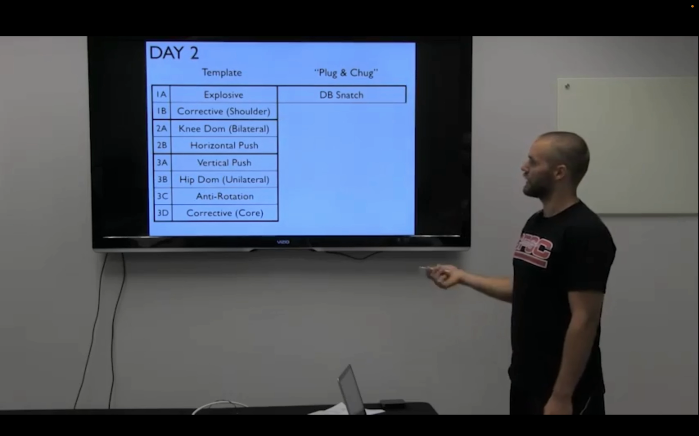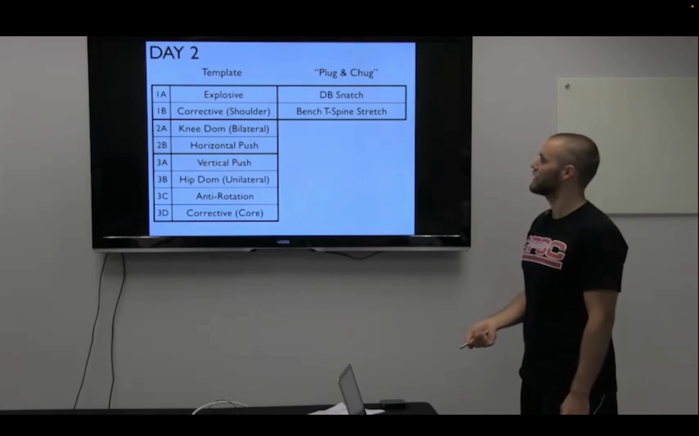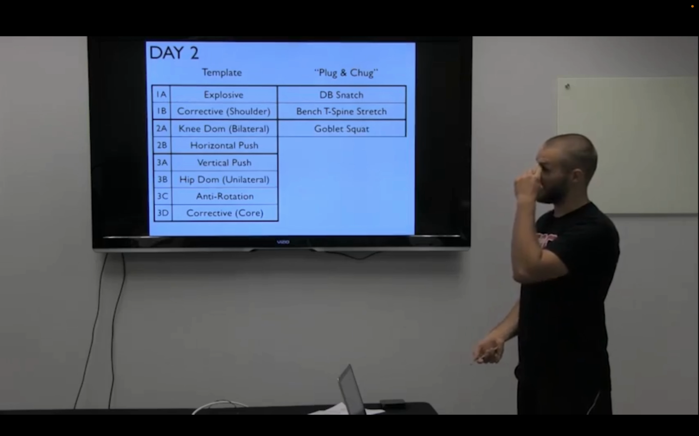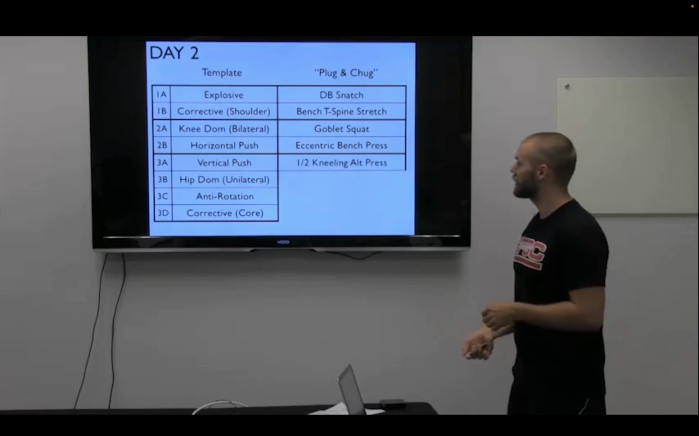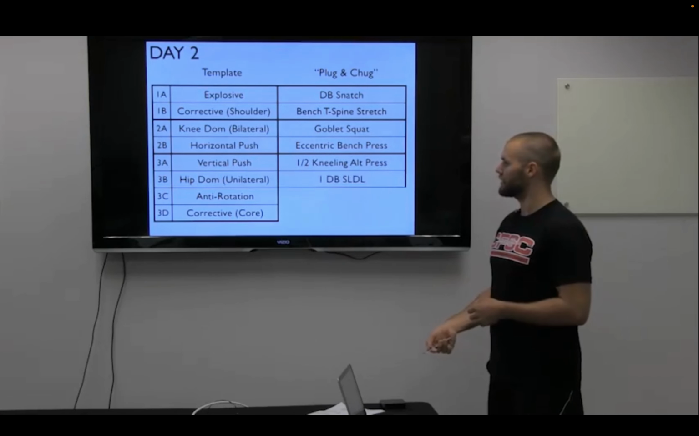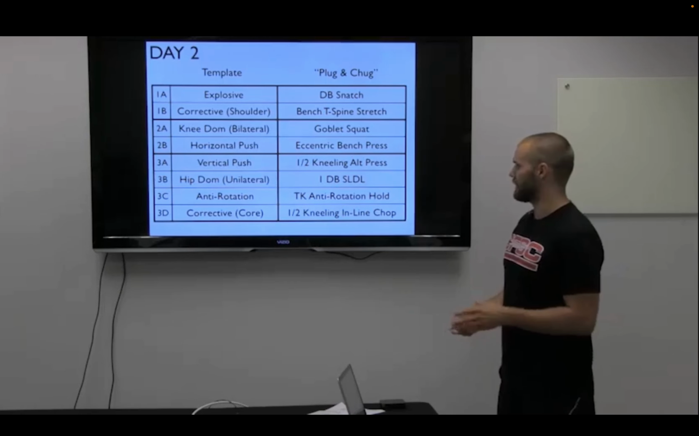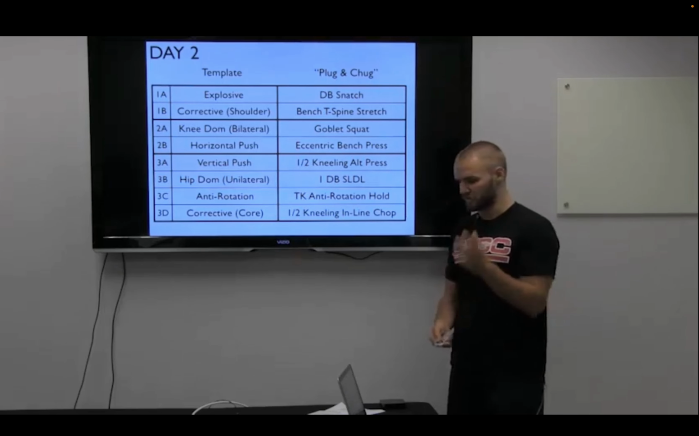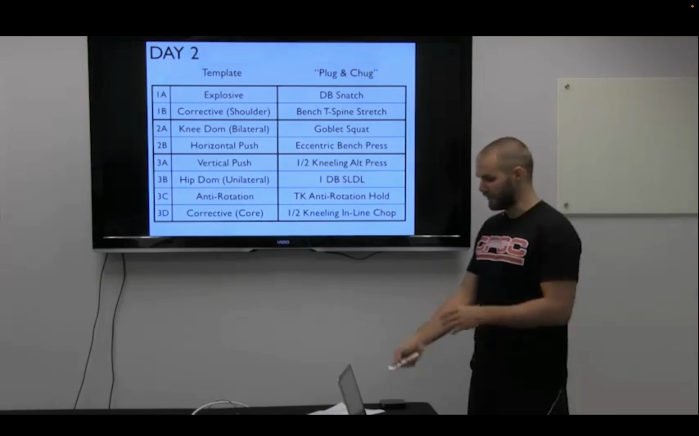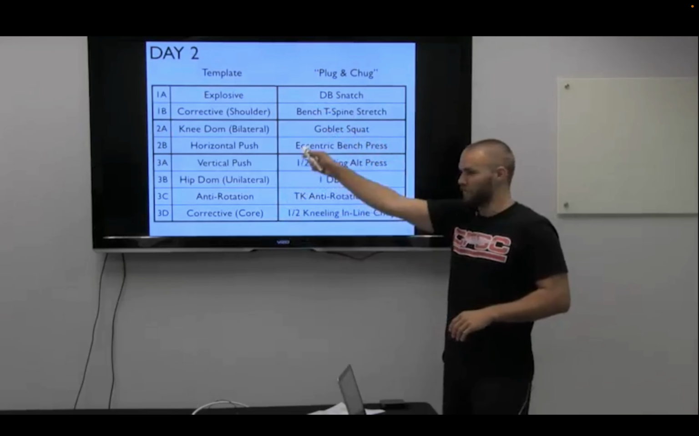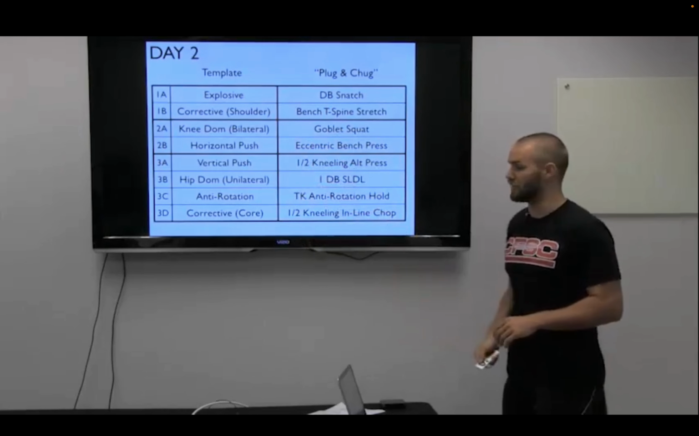Day 2, explosive, we'll do dumbbell snatch, bench T-spine stretch to go with that. Second superset, goblet squat with eccentric bench press. Then we have half kneeling alternating press, 1 dumbbell SLDL, tall kneeling anti-rotation, and a half kneeling inline chop. Okay, so just make sure you get all 10 movements in, and you can set up your template however works best for you or whatever situation you're in.